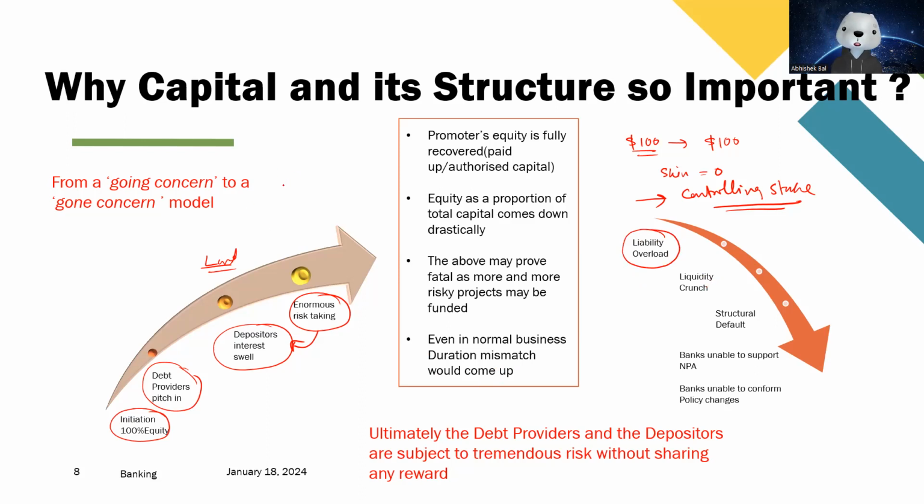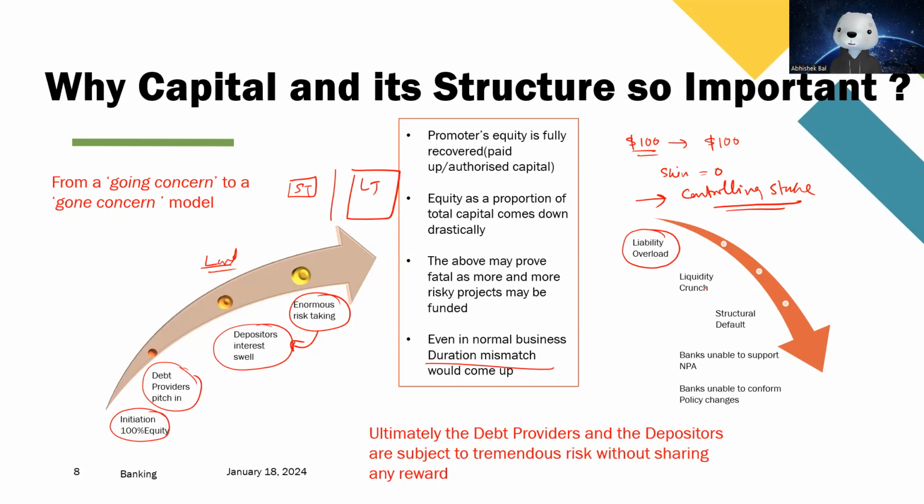Also, we must understand that the deposits and the depositors' money are always of short-term nature, while the loans that are actually being advanced are long-term in nature. So there is a natural duration mismatch between the asset side of the bank as well as the liability side of the bank. So this is an additional aspect that the banking promoters will have to take into consideration before they take on businesses.